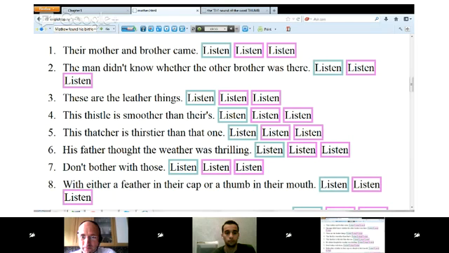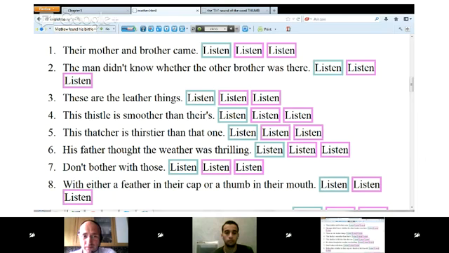Yeah, I've heard of that kind of thistle eating, but I wouldn't eat one raw. Okay, so number 5 is yours, Alberto. So the thistle one we've done, and we're going to the thatcher. This thatcher is thirstier than that one.